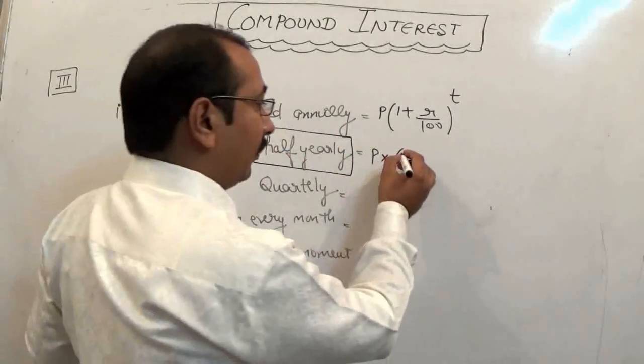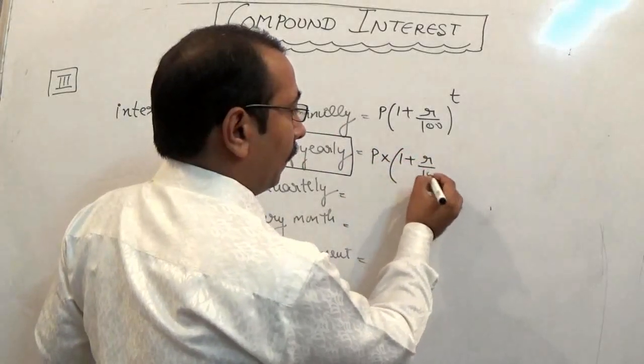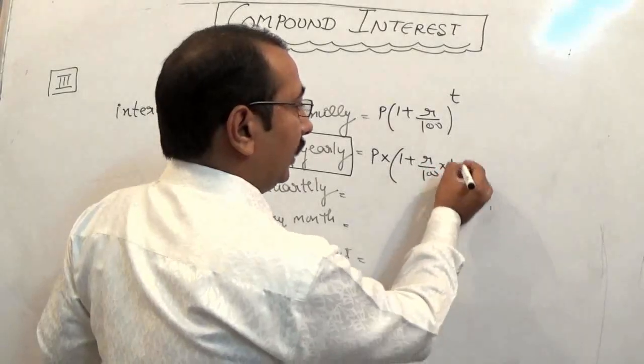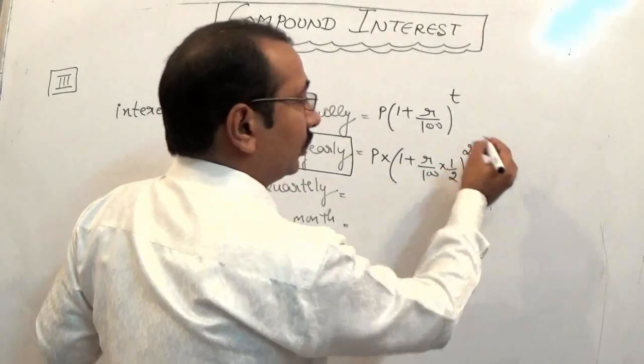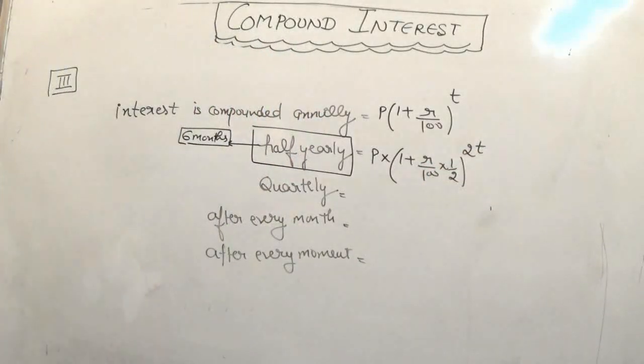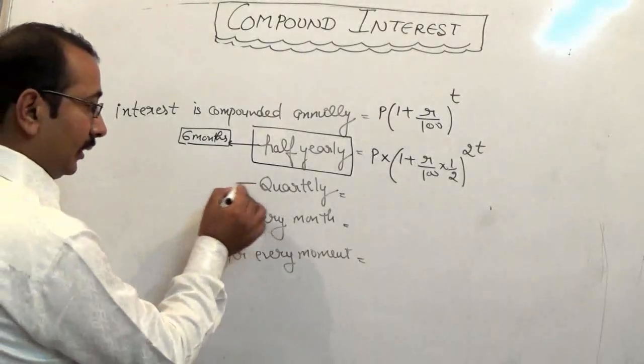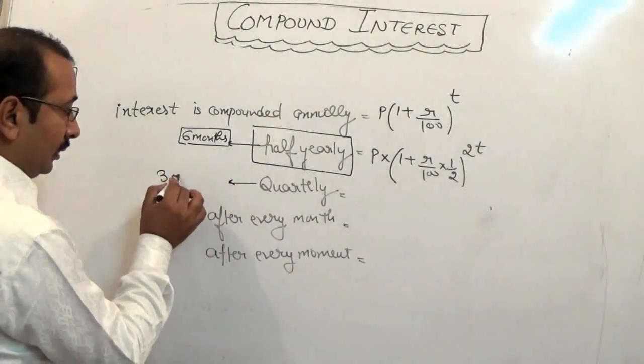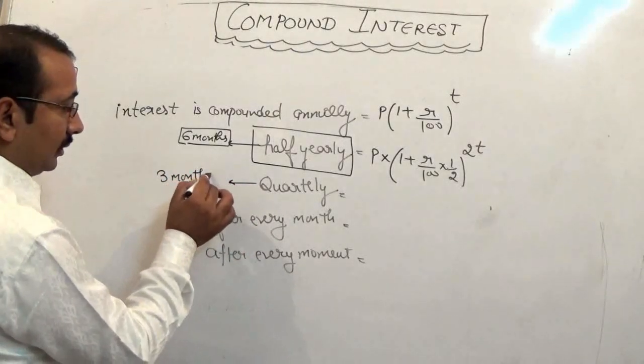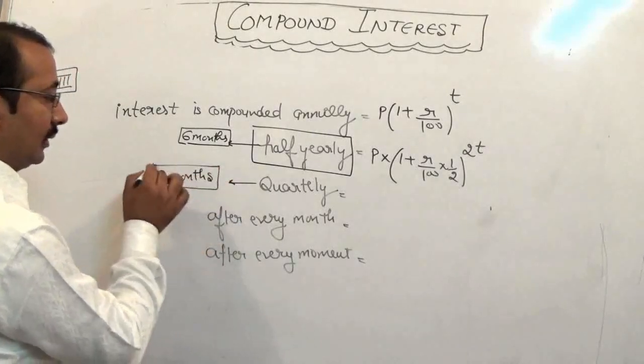I have to make my rate of interest half and timing twice, so that I have to make it 2t. When I say interest is compounded quarterly, quarterly means I have to take that interest in every 3 months.